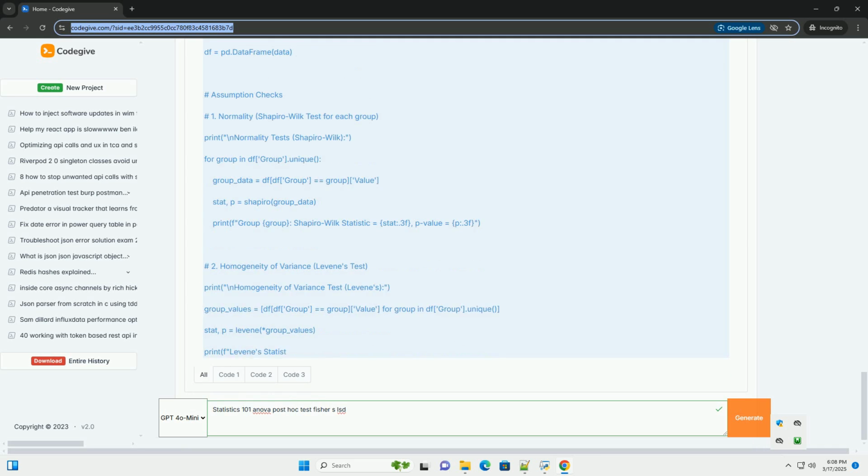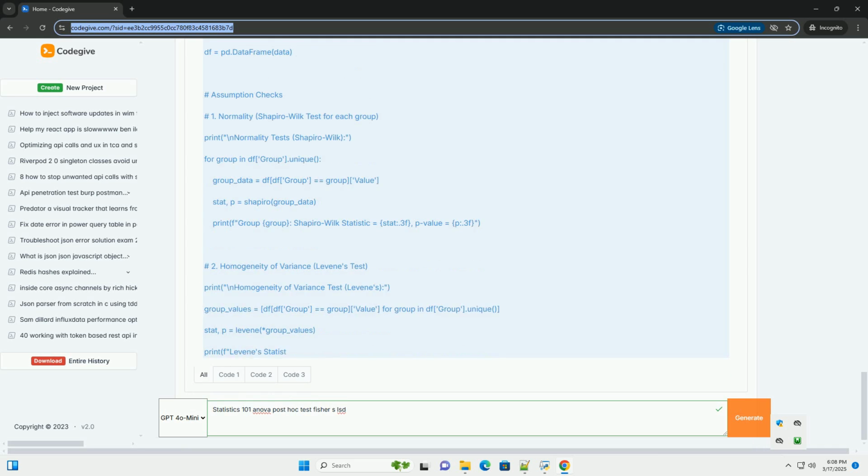How Fisher's LSD works. 1. Perform ANOVA first. The LSD test is only valid if the overall ANOVA is significant. If the ANOVA isn't significant, there's no evidence of any differences between groups, so there's no point in doing post-hoc comparisons. 2. Calculate the LSD.